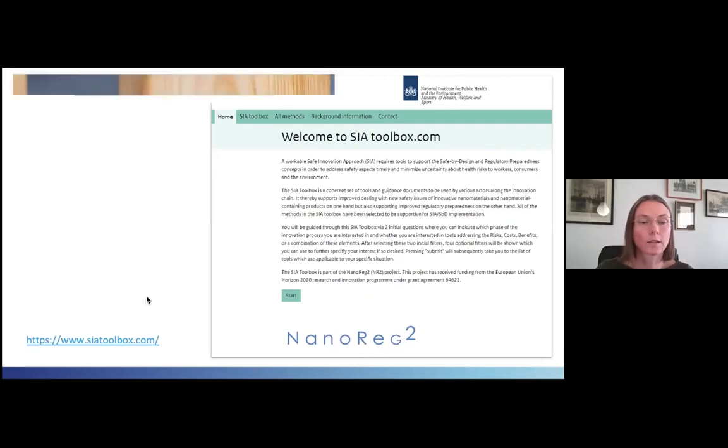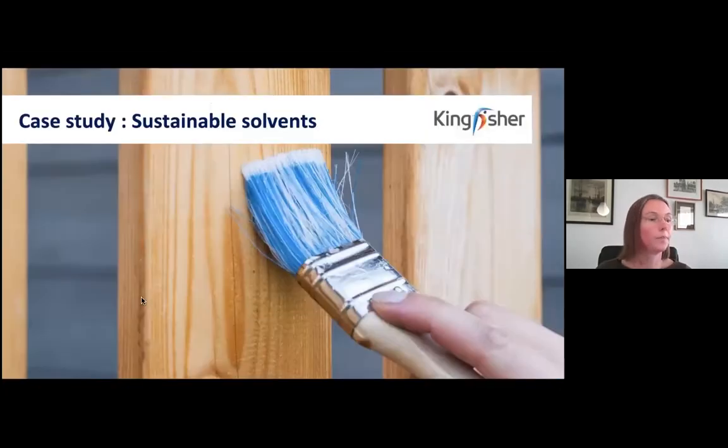So the next topic I want to talk about is sustainable solvent projects that we have been working on with Kingfisher, which is an international home improvement company operating in 8 countries across Europe under retail banners such as B&Q, Castorama, and Screwfix. And the initial stages of this project were delivered together with the Green Chemistry Group at the University of York in the UK.